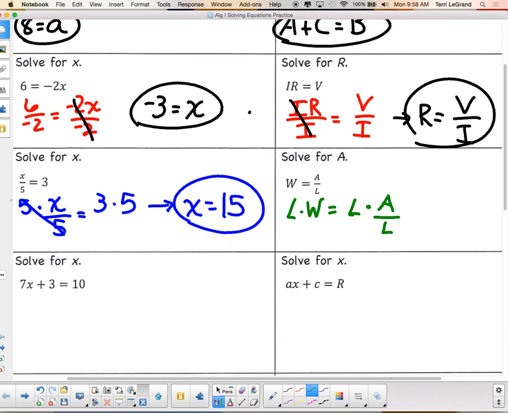So same thought. I need A alone. A is being divided by L. How do I undo divided by L? I multiply by L. So my answer is going to be A equals, I can move the A to the other side, right? Yeah. And I have L, capital W.